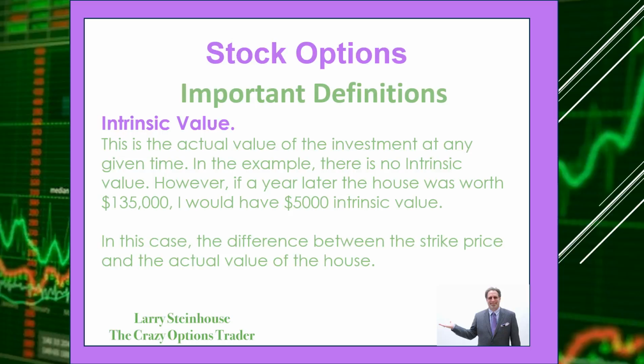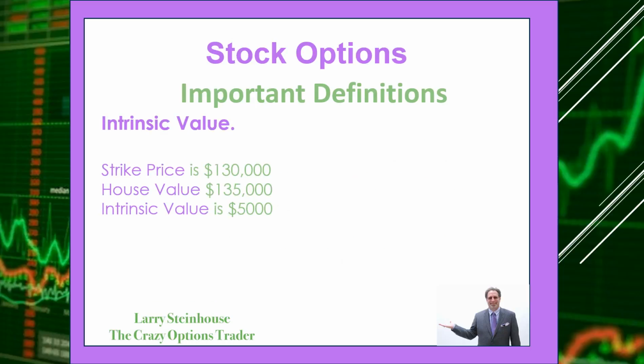Let me go through that with you one more time. So we have the strike price is $130,000. That's the price I could buy the house for. The house value is $135,000. That means I have $5,000 intrinsic value.